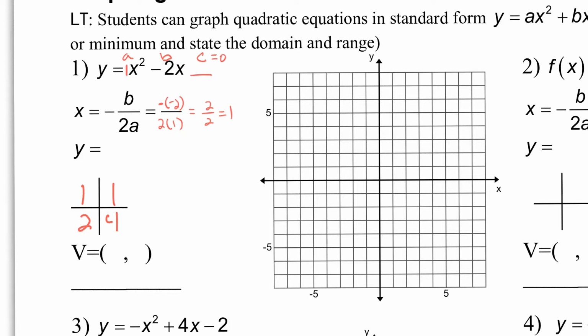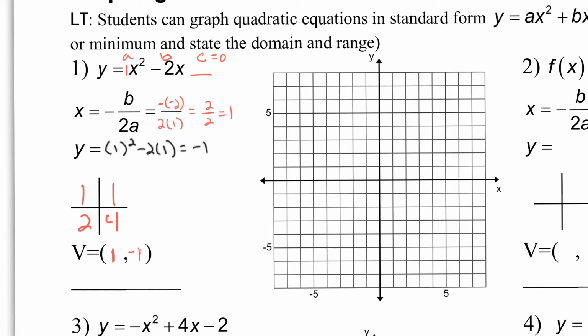So for my vertex down here, I'm going to use 1 for the x value. Now I need to find the y value. So I'm going to go back and substitute this into the x right here, and then find the y value. I already did that for you on the screen here. I substitute 1 into the x. So there's a 1 squared minus 2 times 1, and that equals negative 1. So my y value for the vertex is positive, nope, not positive, negative 1.